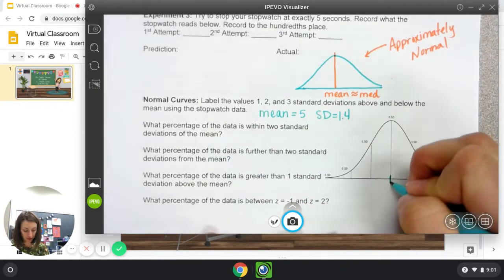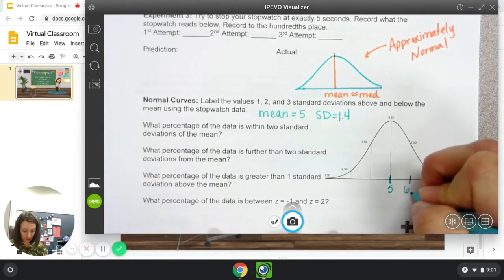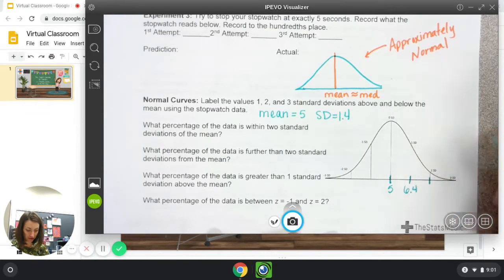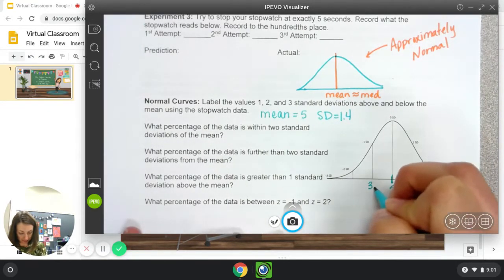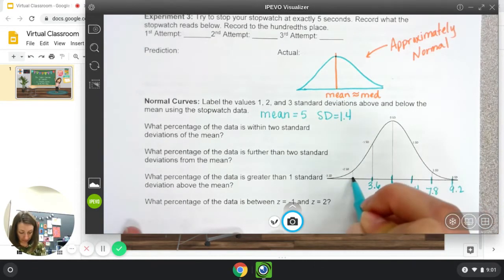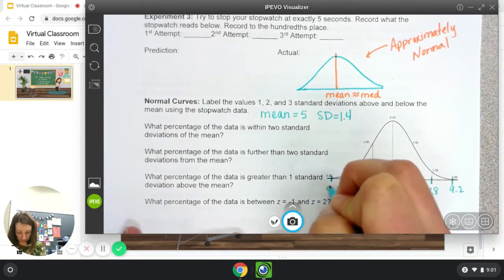Okay, so my mean goes right there in the middle. I know it was 5. 1 standard deviation above my mean, 5 plus 1.4 is 6.4. And then if I add another standard deviation, you can see where these are marked right here. The writing's really small, but that says 1 SD, 2 SD. So 6.4 plus another 1.4 is 7.8, plus another 1.4 is 9.2. We're going to do the same thing in the other direction. 5 minus 1.4 is 3.6. Minus 1.4 is 2.2. And minus 1.4 is 0.8.